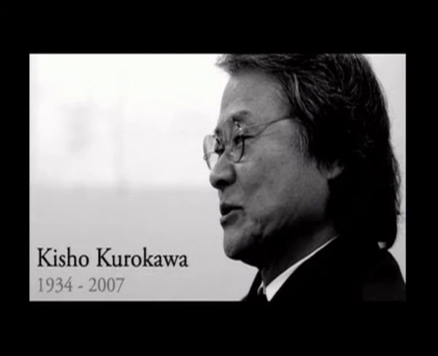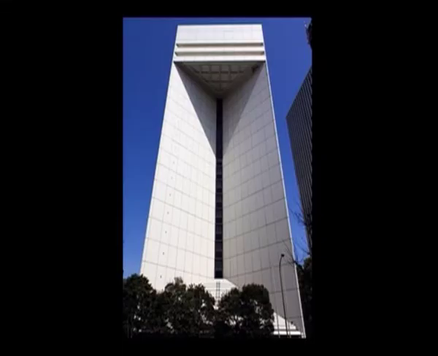Kisho Kurokawa is another great architect from Japan. He was mainly noted for his vigor in architecture. His buildings were always very strongly, boldly expressing themselves. This was done in the 50s and 60s. He worked along with Kenzo Tange, a master himself.